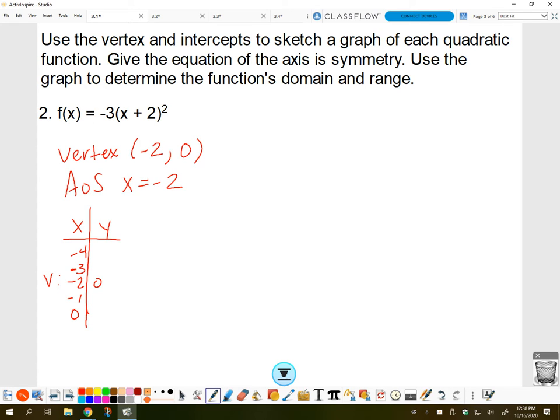All right, so if we plug in, I'm going to plug in the -1 and 0 because they're familiar numbers, in my opinion. So -1 plus 2 is 1. 1 squared is 1 times -3 is -3. And then if you plug in 0, 0 plus 2 is 2. 2 squared is 4. 4 times -3 is -12.